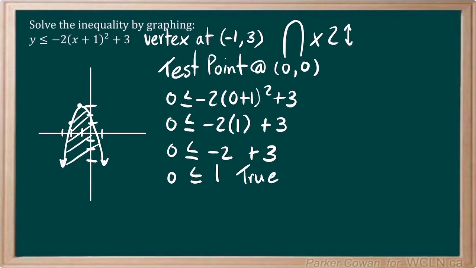Which means that the point is basically where we want to shade. And since the test point was inside the parabola, that's where we shade, right? So either way will work. But anyways, that's all for this one. I hope that helps. Thank you.